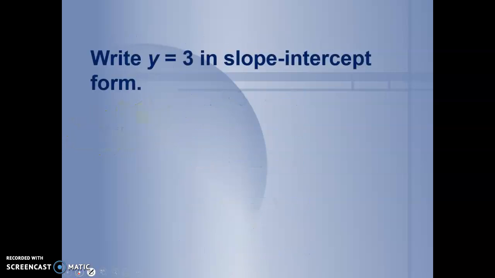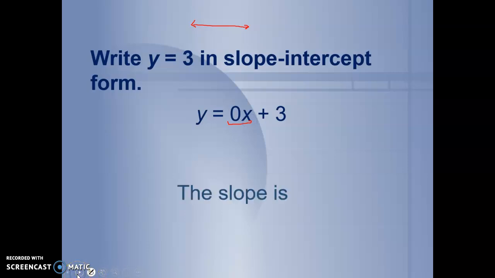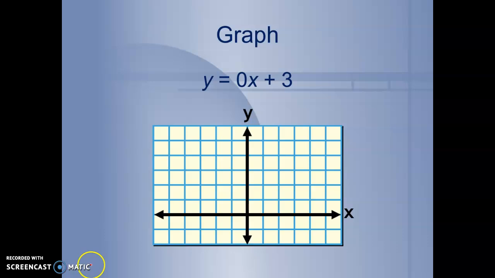Let's go ahead and write y equals 3 in slope-intercept form. When y equals 3, we know that we have a horizontal line and our slope is 0. So we would have y equals 0x plus 3. The y-intercept is 3 and the slope is 0. How would we graph y equals 0x plus 3? Well, you just saw me graph a quick sketch of that, but we would plot our intercept at 3. We know our slope is 0, so we're not going to go up or down.